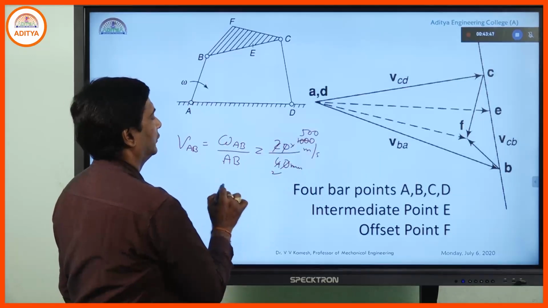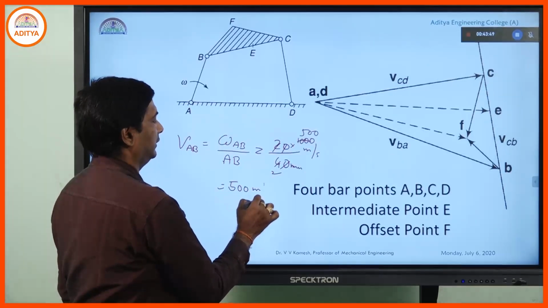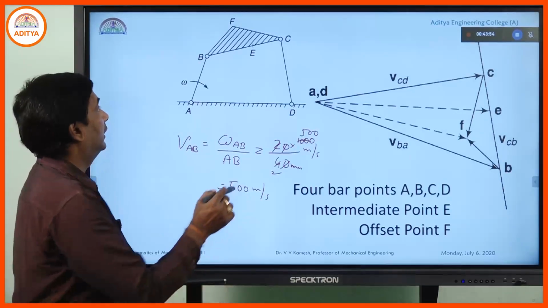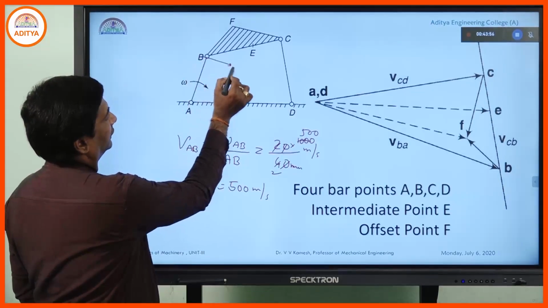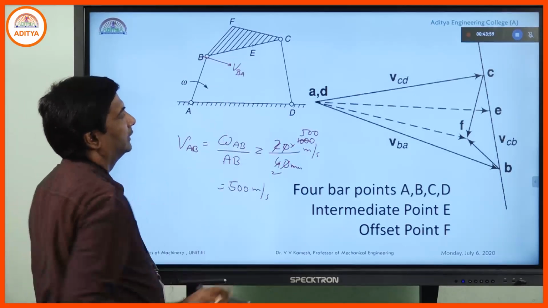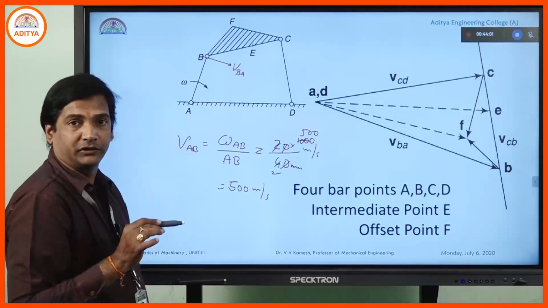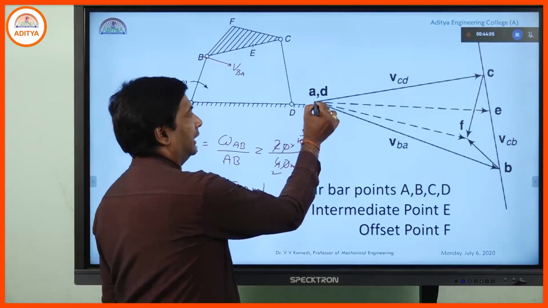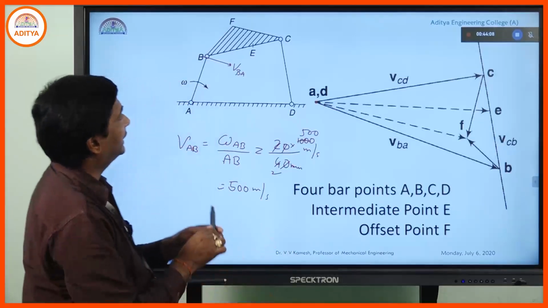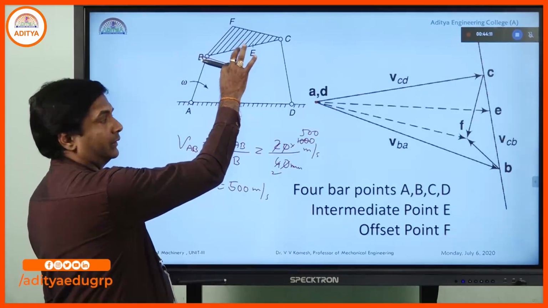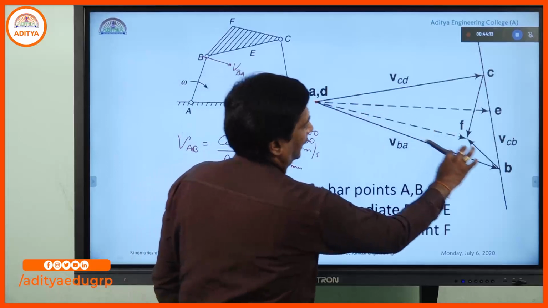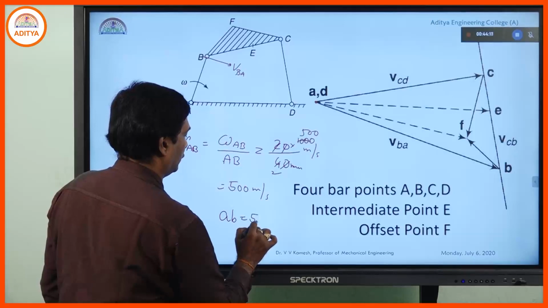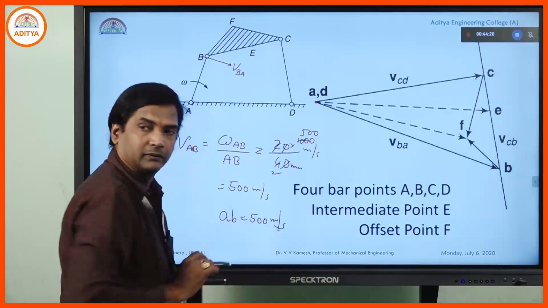So this will be 500 meter per second. With this 500 meter per second, now I need to identify this VBA. So starting with the standard points or fixed points of the link, A comma D. So take A comma D. In the direction of VBA, we need to draw a line AB such that the line AB will be equal to 500 meter per second.